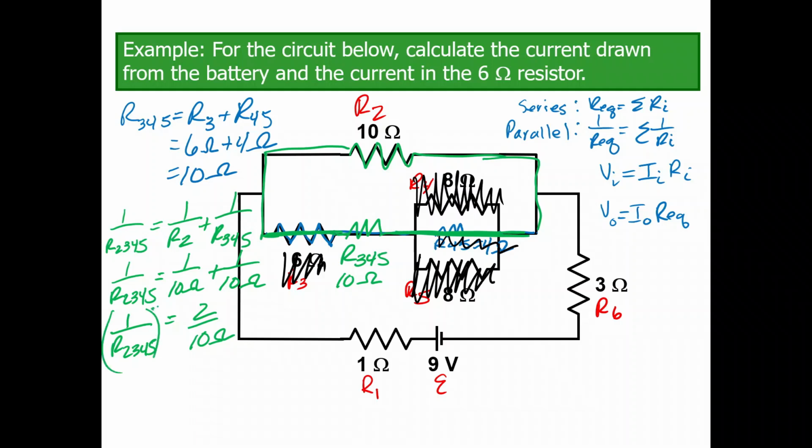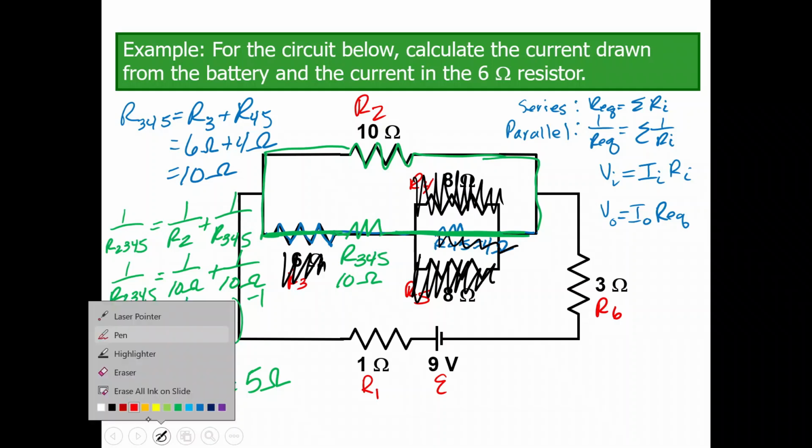And now I can flip. Please, you cannot flip until you have a common denominator. So just recognize that. You can't just flip fractions willy-nilly. You have to get a single fraction with a common denominator before you do that. So R2345 is going to be 10 ohms over 2, which is just 5 ohms. And once again, R2345 is the result of a 10 ohm and a 10 ohm resistor in parallel, so my equivalent resistance should just be half of what any one individual one was.